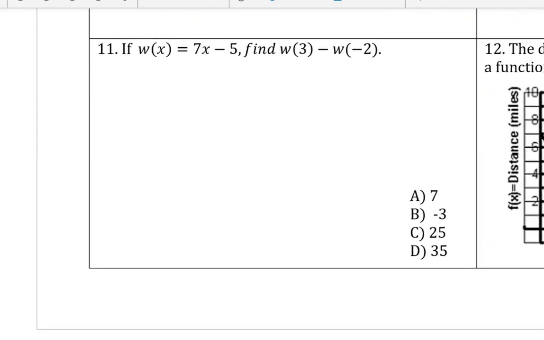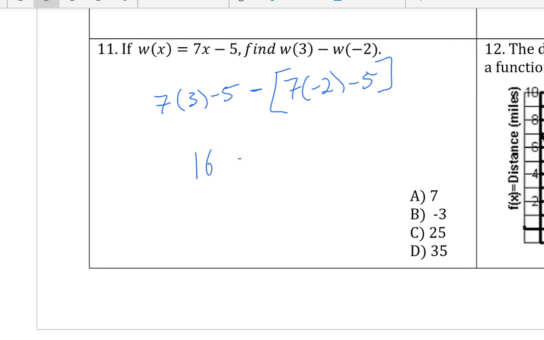Okay, we got two functions to work with here. So for W of 3, that would give me 7 times 3 minus 5. And I'm subtracting, so on a minus, the second term here, 7 times -2 minus 5. And again, for the calculator, we could use these as parentheses. So I'd have 21 minus 5, which gives me 16. Minus, over here I have -14 minus 5, that gives me -19. But the negative and negative make it adding. So we're looking at an answer of D, 35.